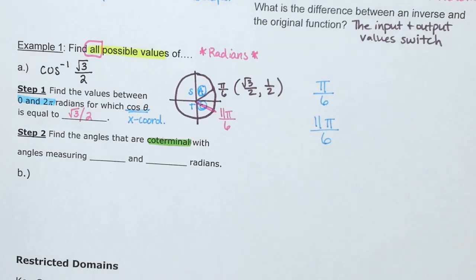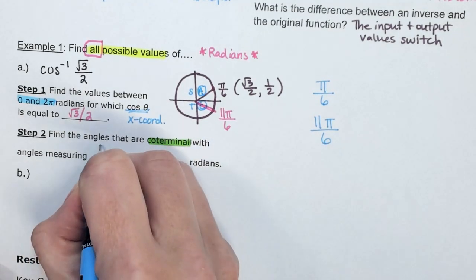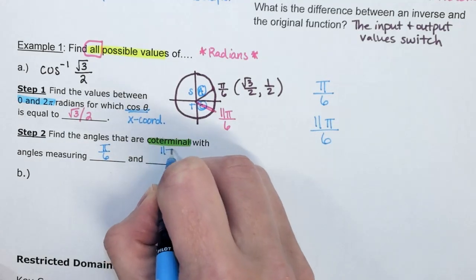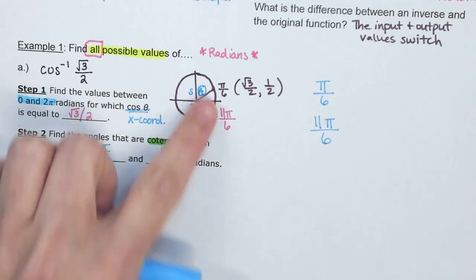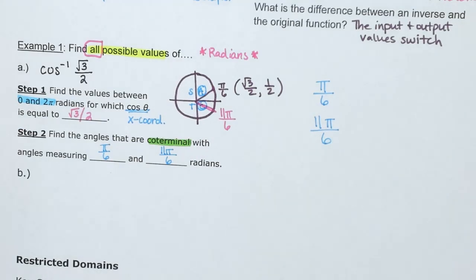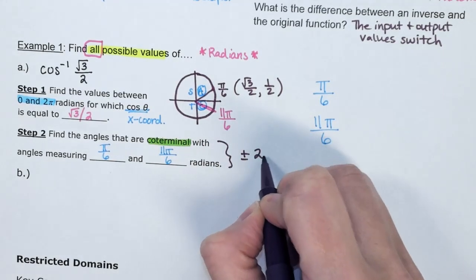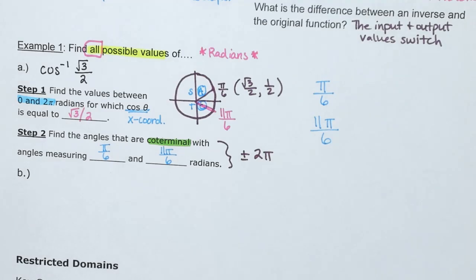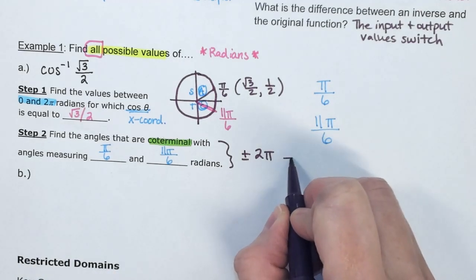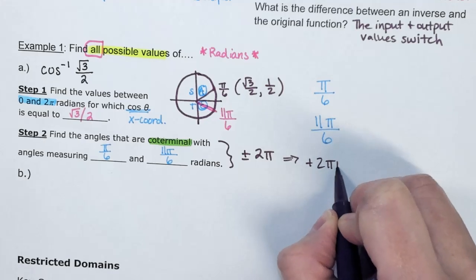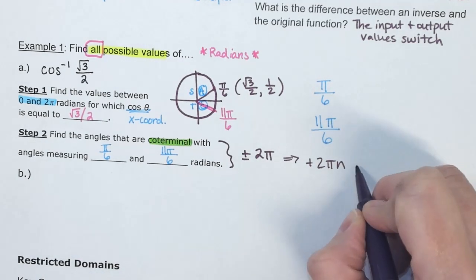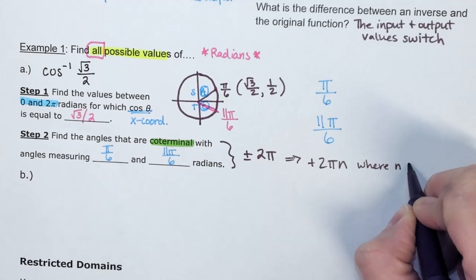is you would, so we're finding all the angles that are coterminal with pi over 6 and 11 pi over 6. Well, what would you have to do to find the angles if they're coterminal? Plus or minus, and then in radians? Yep. Okay, so you have to keep adding 2 pi over and over again. So if we're finding all of them, we have to come up with an equation. So the equation that we use is, we just say plus 2 pi n, and this is where n is an integer.